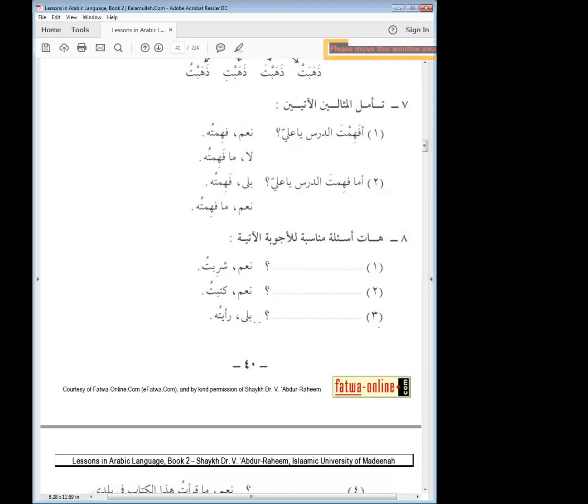بلى رأيته. Now, do you want to try this one? What do you think the question is here? Everybody answers bala. So we use bala in what type of question? Negative question. Ra'a means to see. Ra'aytu, I saw. Ra'aytuhu, I saw it, or I saw him. Right? So what do you think the question is? Anybody?